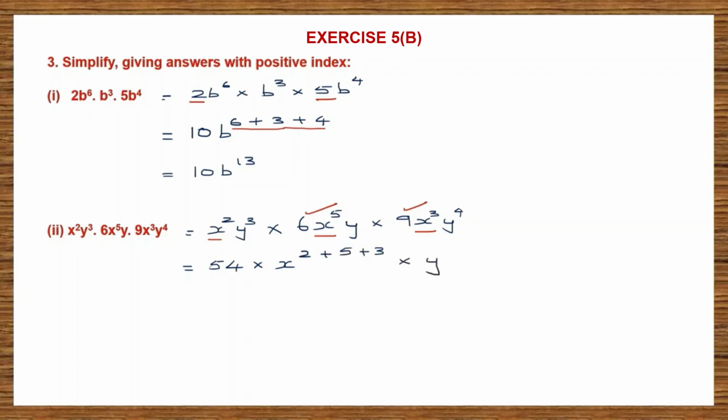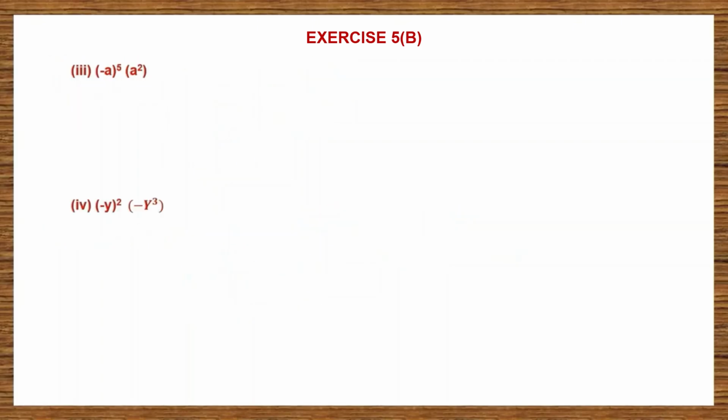Now y, here the first one is y to the power of 3. Let's write that. 3 and then we have 1y here. So that is to the power of 1. So that's plus 1 and then here we have y to the power of 4. So we write 4 there. Now here this is going to be 54 x to the power of 2 plus 5 is 7, 7 plus 3 is 10 and then y to the power of 3 plus 1 is 4, 4 plus 4 is 8. So what's our answer? 54 x to the power of 10, y to the power of 8.